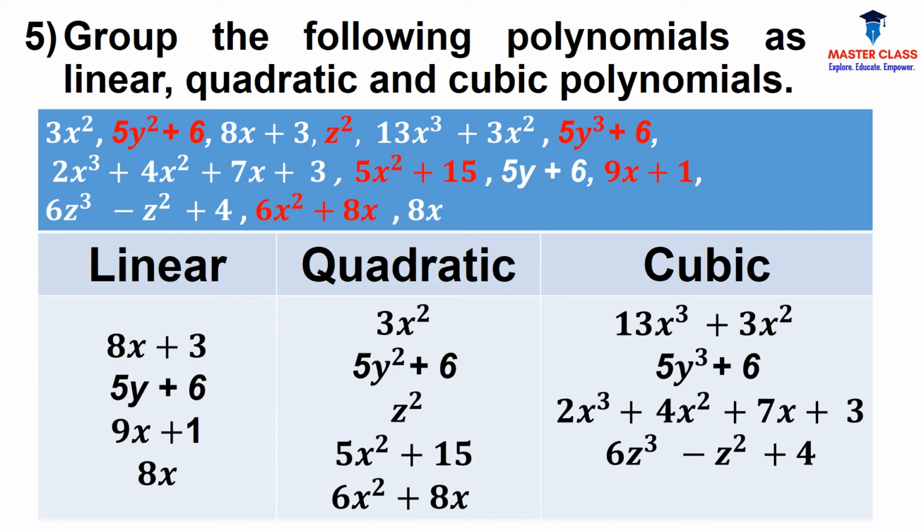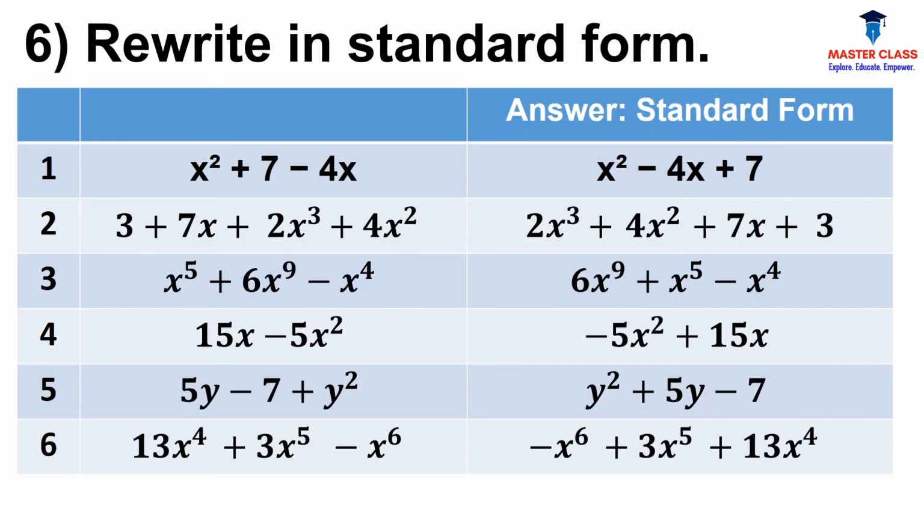The polynomial 6x square plus 8x has a degree of 2 and hence it is a quadratic polynomial. The last polynomial given is 8x. This is a linear polynomial since the degree is 1. The next type of question asks us to write a polynomial in standard form.